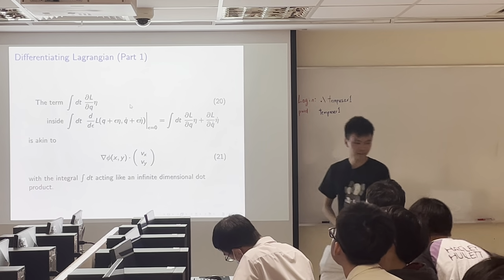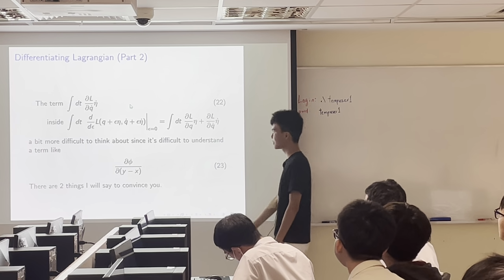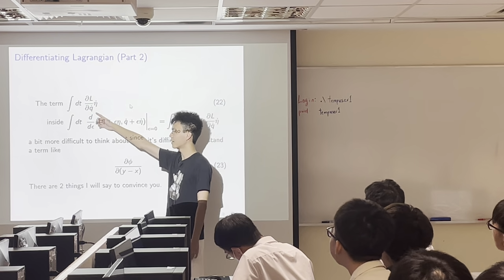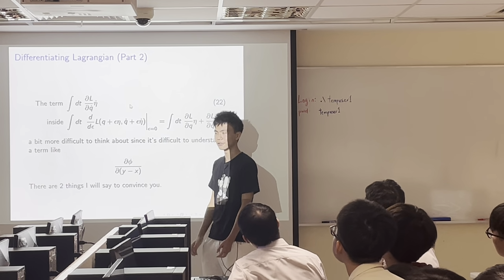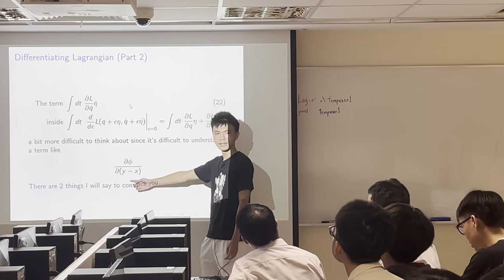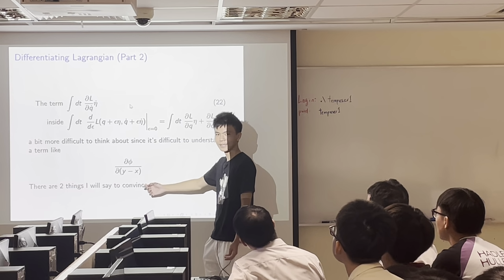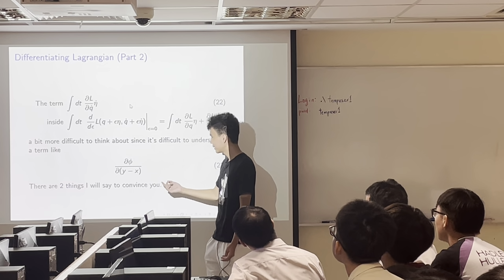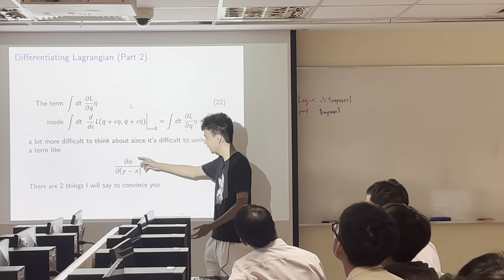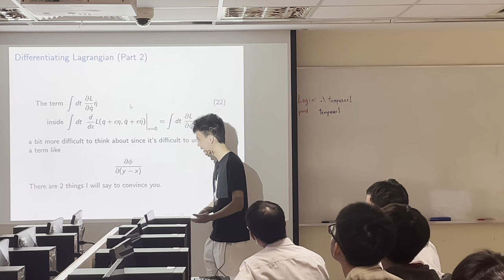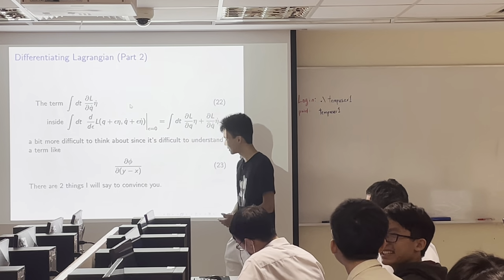But what is less intuitive is the term over here. If I take the partial of L with respect to Q dot, remember Q dot in the finite-dimensional case is kind of like y minus x. What does it mean to take a scalar function with respect to y minus x? Remember that this scalar function phi depends on x and y. When I first saw this, I was like, what's going on? How can you take the derivative with respect to this difference?